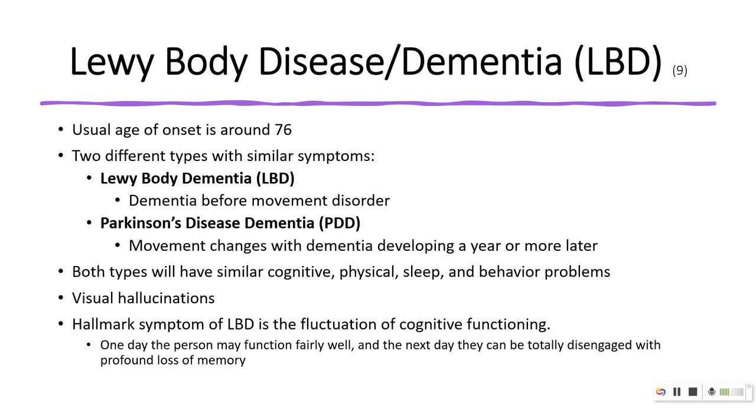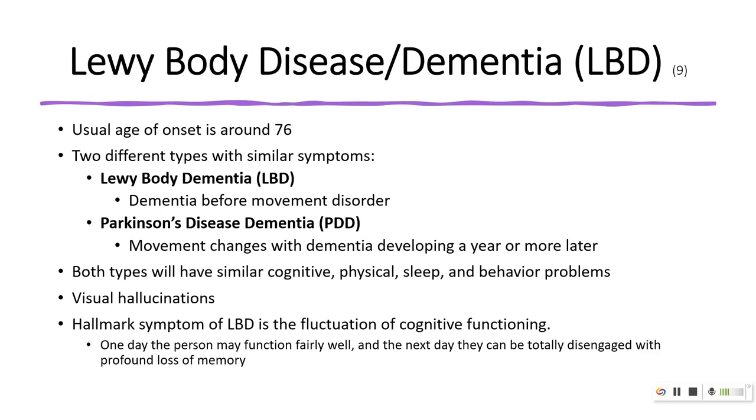The hallmark symptom of Lewy body disorder is the fluctuation of cognitive functioning. You might see one day that the person is functioning really well, and then the next day they can be totally disengaged with a profound loss of memory. I think about the book, I think it's called Still Alice. No, The Notebook. I'm thinking about the movie where James Garner comes in and he's going to see his wife and he says, maybe today's the day she's going to recognize me. When you start looking at some of these different types of diseases, you think, I wonder if that was Lewy body, where one day she can recognize him and the other day she can't.